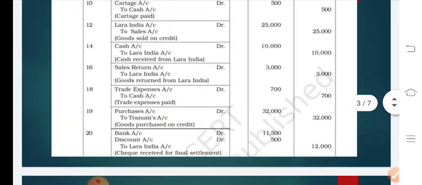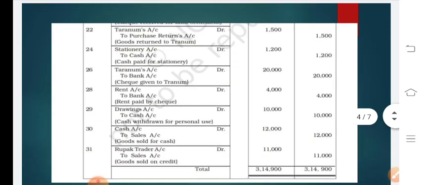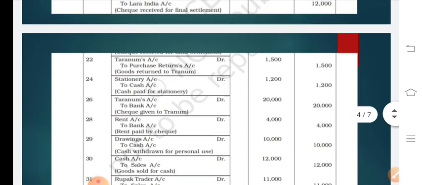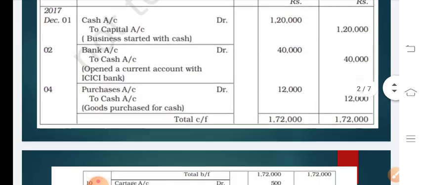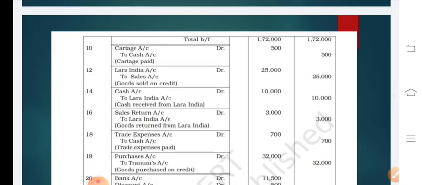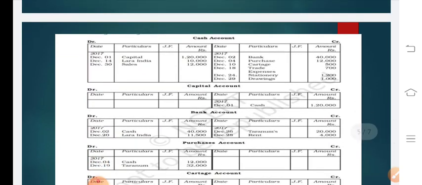Next, in case of journal, purchases account debit to cash account. So here purchases is debited and cash again is being credited. We are just preparing the cash account here, so we'll write by purchases account amount. Then next we have cartage account debit to cash account. Here also cash is being credited by 500, so we'll go to the credit side of cash and write by cartage 500.